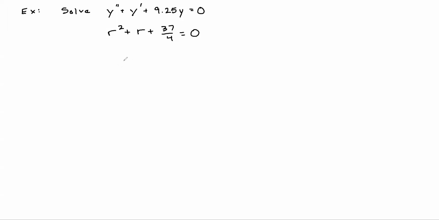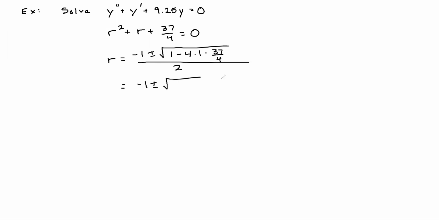To solve the characteristic equation, we use the quadratic formula. So we get r equals negative b plus or minus the square root of b squared minus 4ac, all over 2a. If we simplify that, you get negative 1 plus or minus the square root of, what have we got here, 1 minus 37. So we're going to get negative 36 over 2. Let's actually go this way so we have some room down here. So we're going to have negative 1/2 plus or minus 6i divided by 2, so we're going to get 3i.